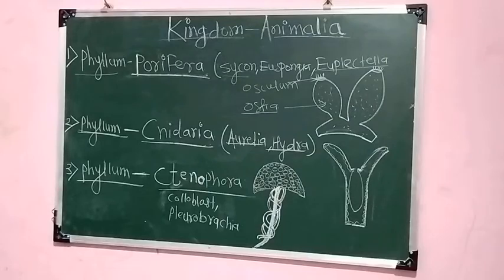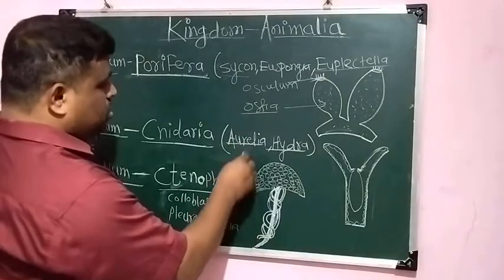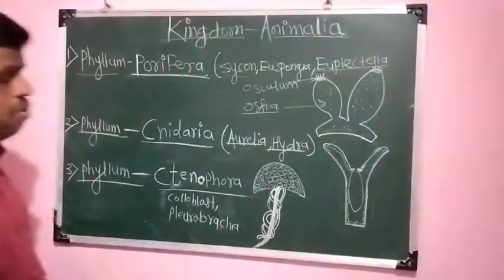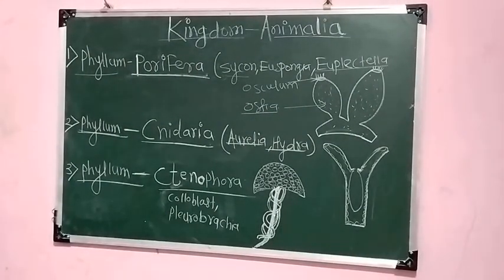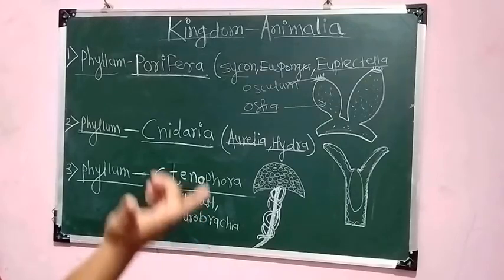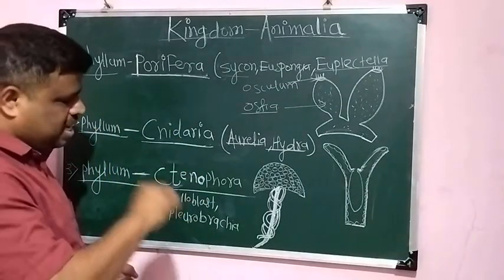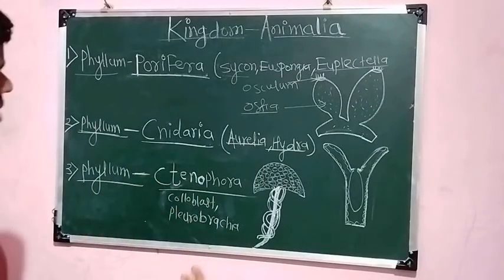Okay. Then the most important thing is that they reproduce asexually as well as sexually. So they reproduce asexually by budding and they exhibit an alternation of generation. Most important thing is that they show an alternation of generation, that is a polyp form alternates with medusa form and medusa form alternates with the polyp form. So polyp produces medusa asexually and medusa form produces polyp form sexually. So they alternate each other, that is polyp and the medusa form.